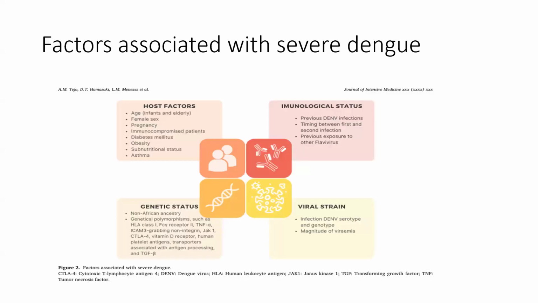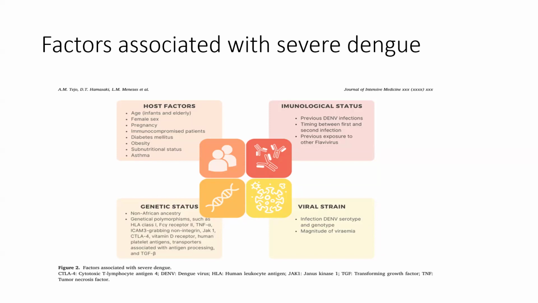Now, factors associated with severe dengue. Host factors like age, female sex, pregnancy, immunocompromised patients, diabetes mellitus, obesity, subnutritional status, and asthma. Genetic factors like non-African ancestry, and genetic polymorphisms such as HLA class 1, Fc gamma receptor, tumor necrosis factor alpha, ICAM-3 grabbing non-integrin, CTLA4, vitamin D receptor, human platelet antigen, transporter associated with antigen processing, and TGF beta.